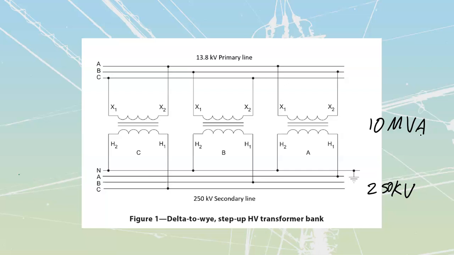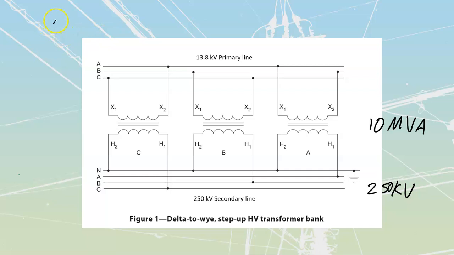First thing that we are going to take a look at is the voltage ratings of each of our windings. Once we know what our voltage ratings are, then we can take a look at the turns ratio and then our line-to-line voltage ratio. Let's start on the primary side, the side we're feeding power in.